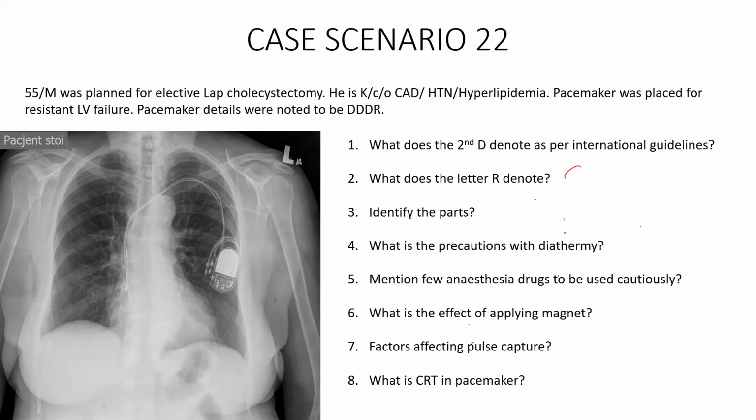Nomenclature. Okay. Pacing, sensing, response, programmability, anti-tachycardia function. First is the pacing chamber. Second is the sensing chamber. Third is the response to the sensing. Fourth is the programmability and the rate modulation. And the last is the anti-shock or anti-tachycardia response.